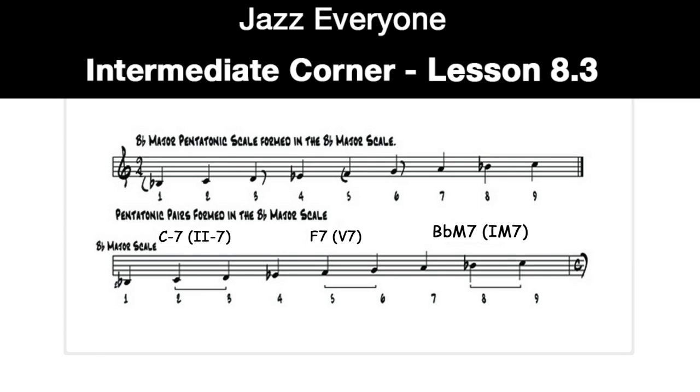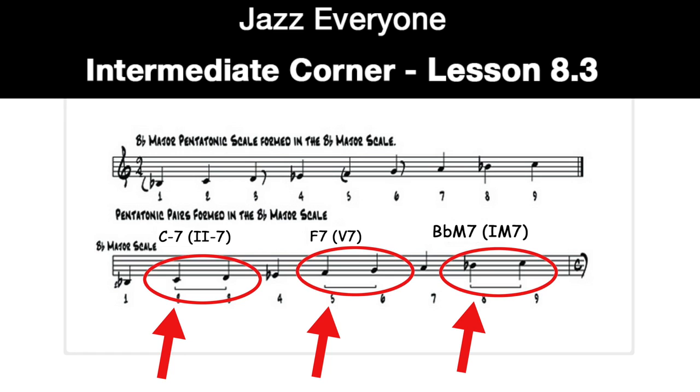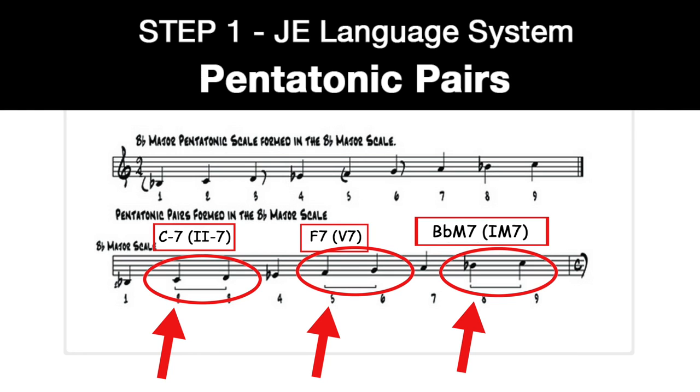Pentatonic pairs are formed a fourth apart, starting on the second scale step of a major scale. This creates a melody chain used to form basic vocabulary for the traditional 2-5-1 cadence. This is the first step in the formation of the Jazz Everyone language system.